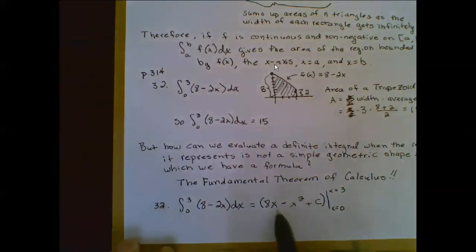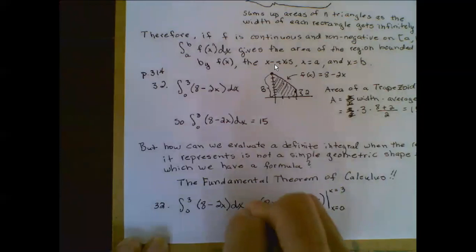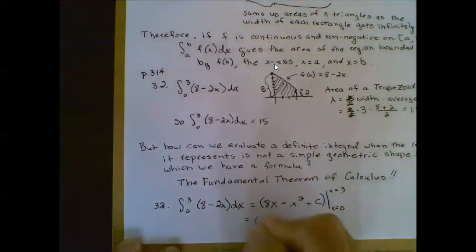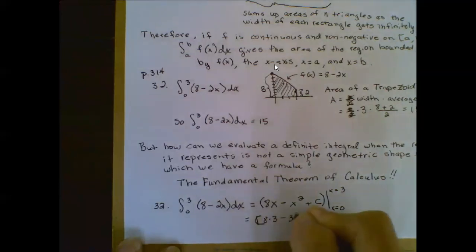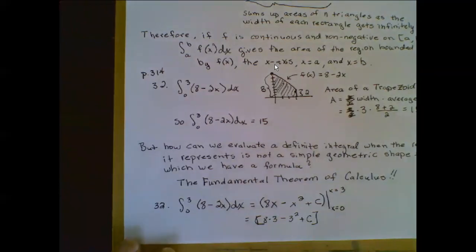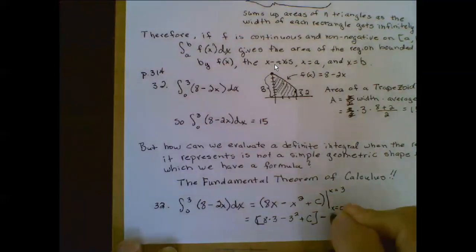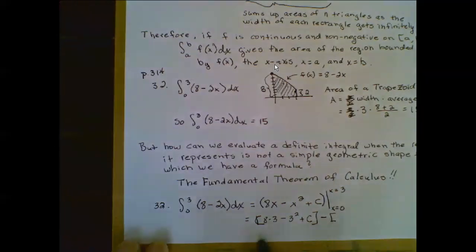All right, let's evaluate this definite integral, or excuse me, evaluate this antiderivative at 3. Put 3 in the place of both x's. You would have 8 times 3 minus 3 squared plus a constant that we don't know. And then put 0 into the antiderivative. This is the fundamental theorem of calculus. Find the antiderivative evaluated at 3 and subtract from that the value of the antiderivative evaluated at 0.